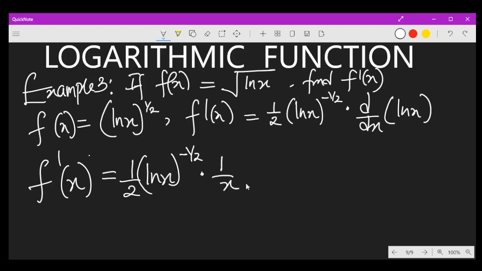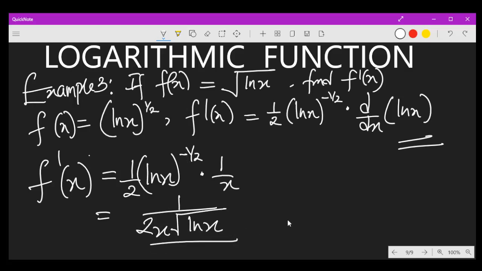So f prime of x will now be half onto ln x raised to power minus half, times 1 over x, that is the derivative of ln x. So by the time we write this, it is half, everything will be 1 over 2x, going to the minus half of this will be square root of ln x. So this is just the answer.